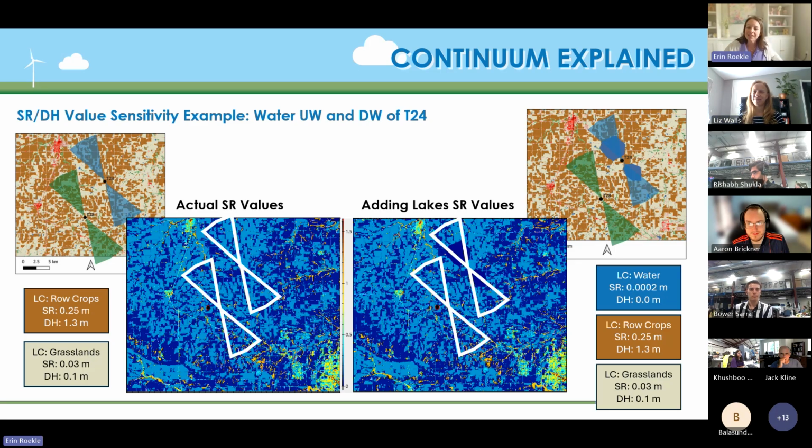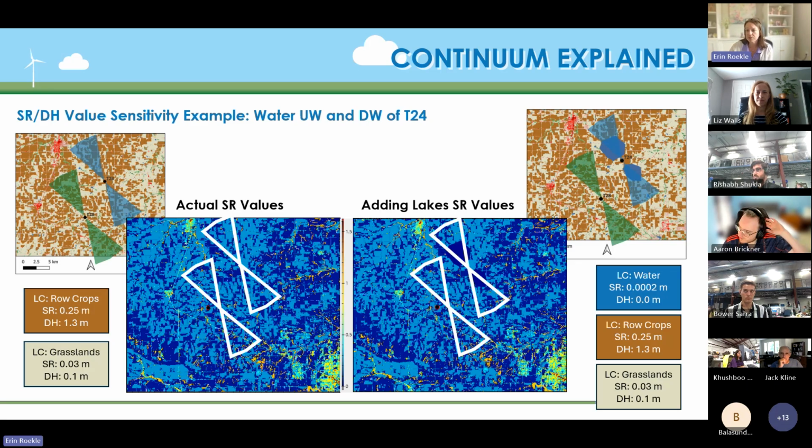And so we're like, all right, let's throw these big lakes in, upwind and downwind of T24 and see how that's going to affect the wind speed. So this is the land cover, in that upper right-hand corner. Everything that's blue, we have a surface roughness of very, very tiny and no displacement height. So there's going to be a pretty big impact. Well, you would think that there's going to be a pretty big impact because most of the land cover within those sectors is now going to be water. So that's the land cover in those two different turbines, T24 and T28.